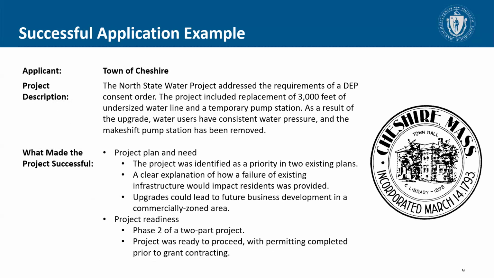The town of Cheshire completed a water line replacement and pump station upgrade project. It was successful because the project plan and need were clear and the project was ready to proceed. More specifically, the project was identified as a priority in 2 existing plans. There was a clear explanation of how the failure of the existing infrastructure would impact residents, and the applicant shared that upgrades could lead to future business development. This was phase 2 of a 2-part project, and permitting was completed and the project was ready to begin upon contracting.